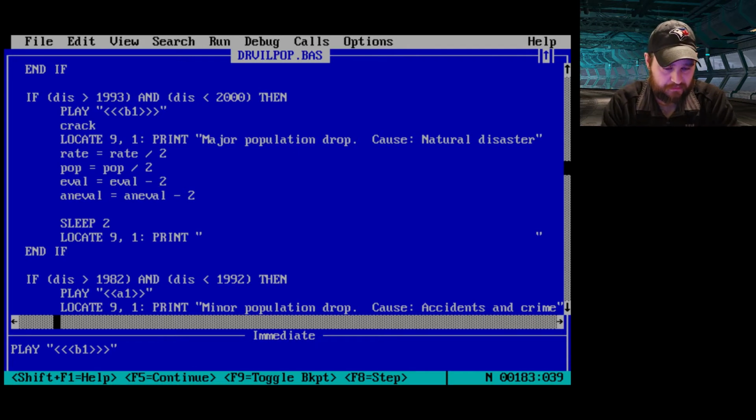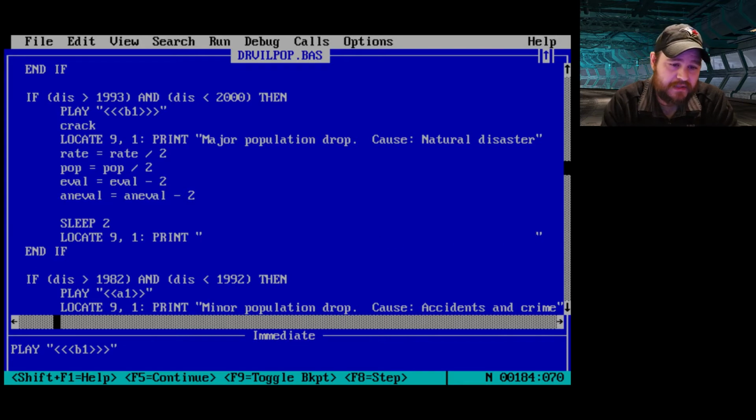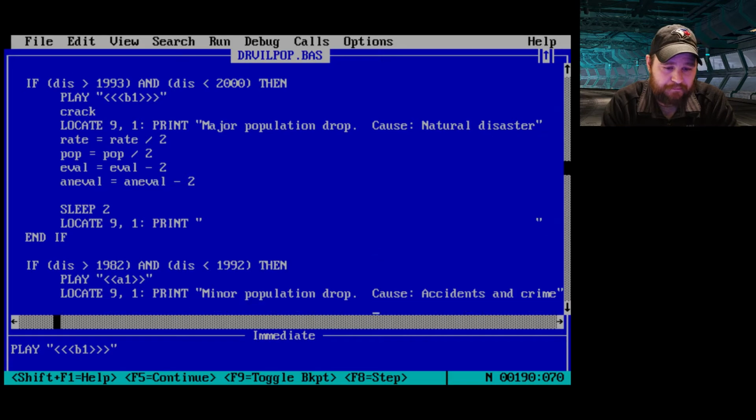Okay, then we're going to sleep for 2 seconds, wait, locate. Perfect. We're going to erase what we just printed. We did see a bug earlier where these messages weren't quite getting erased properly, but he did attempt to erase them, so that's nice. So that's what happens if it's between 1993 and 2000. I mean the number. Remember, this is a random number between 1 and 4,000.